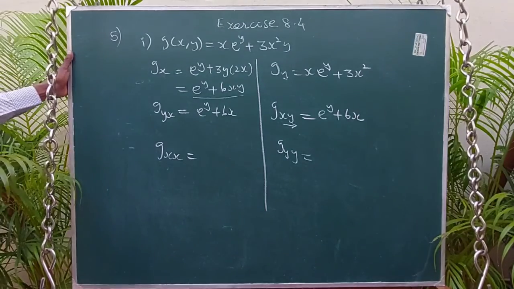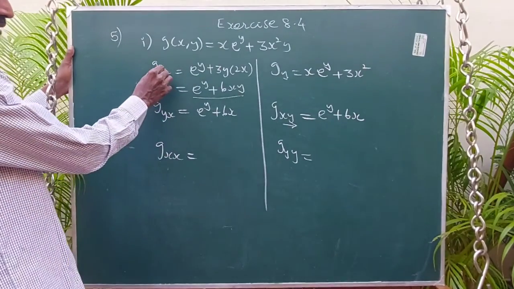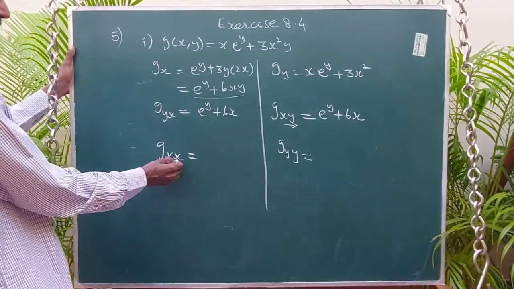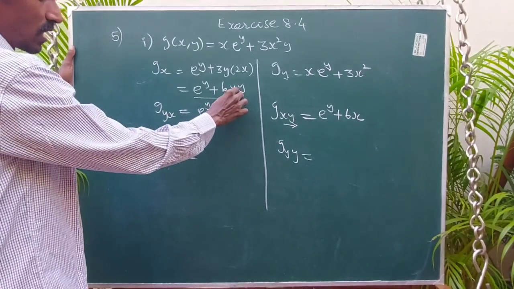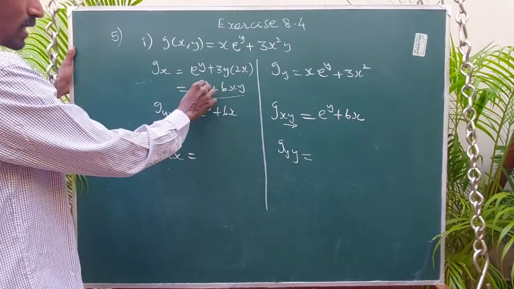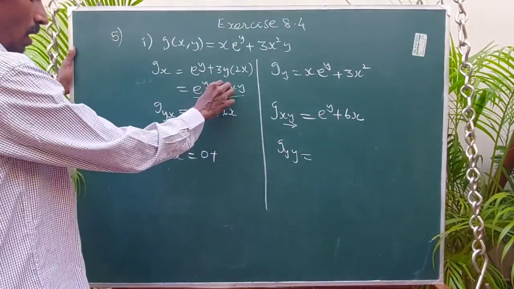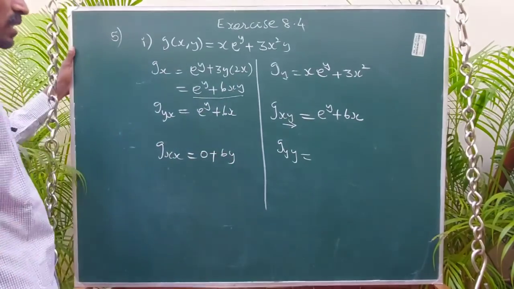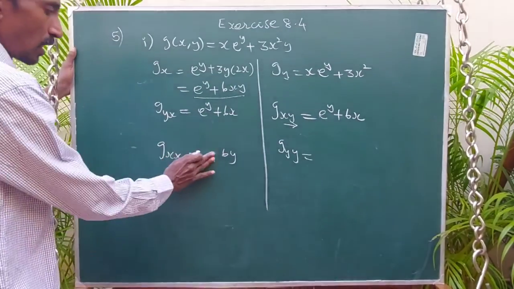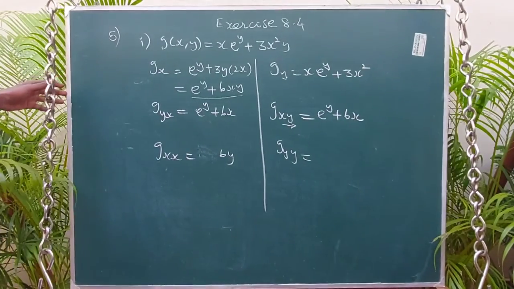And g of xx: first with respect to x, again with respect to x. So differentiate this one with respect to x. e power y is a constant, differentiation 0, plus 6y, y is a constant, differentiation of x is 1. So 6y is the answer.